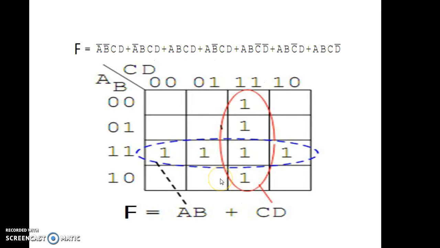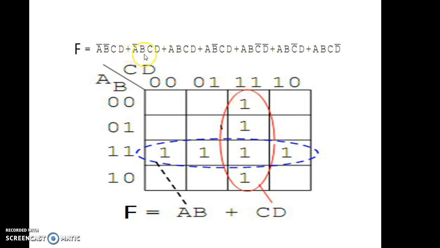Next one, it's a 4 variable K-map. A 4 variable K-map consists of 16 cells. Here the function is given as a Boolean expression. First function, A bar B bar C D. It's minterm 3, so we have marked it as a 1.